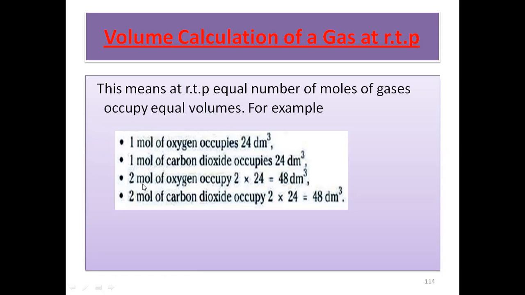If we increase the moles of oxygen, if we have 2 moles of oxygen, it occupies 48 decimeter cube, 24 decimeter cube multiplied by 2, and 2 moles of carbon dioxide occupy 48 decimeter cube. Although these gases are different, as they have 1 mole or 2 moles under the same condition of temperature and pressure, they occupy the same volume.